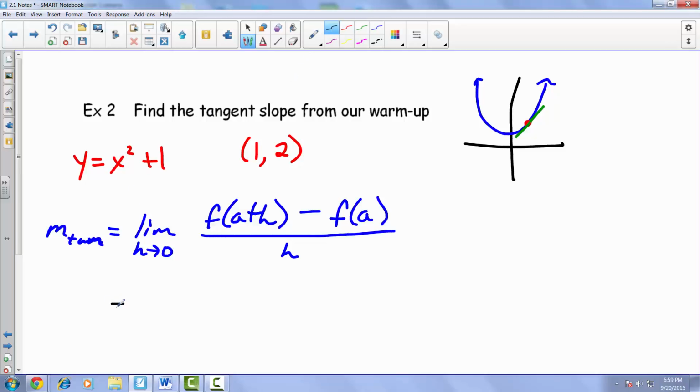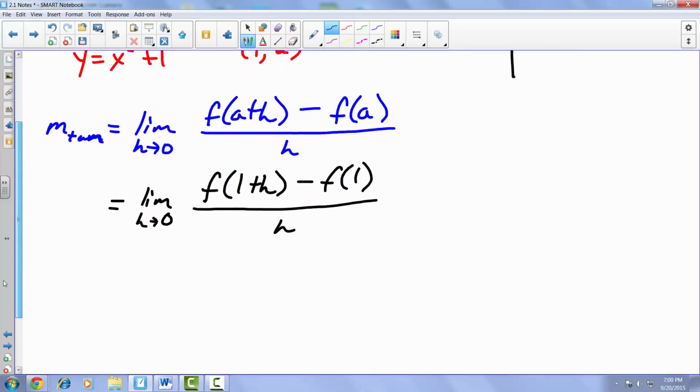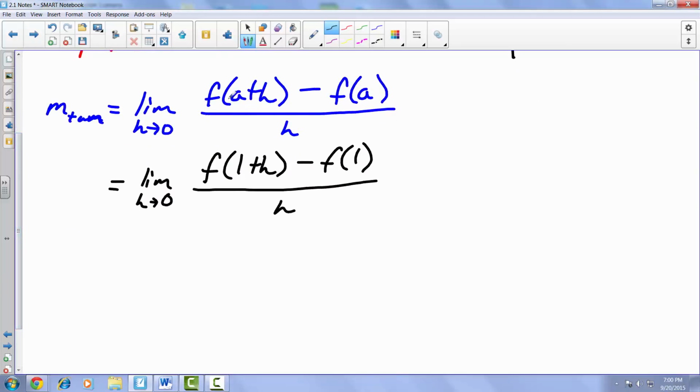Going ahead and throwing in our target x value. In this case, a was that target x value, being 1. Then we have the limit, as h goes towards 0, of f of, again, a was 1, because that was our target x value, plus h minus f of 1, all over h. So again, pretty much there, just throwing in the target x value. In this case, it was 1.